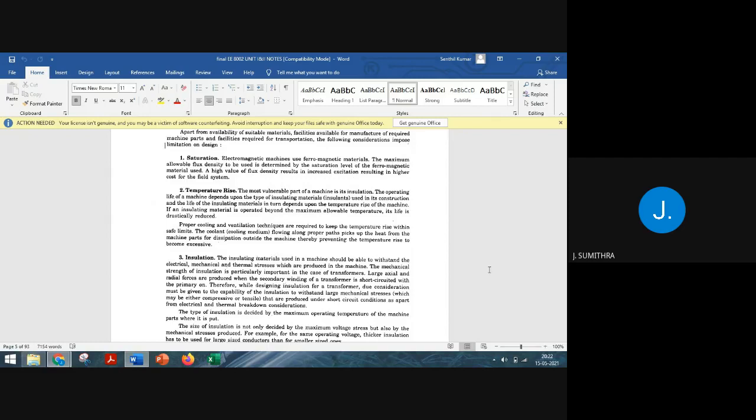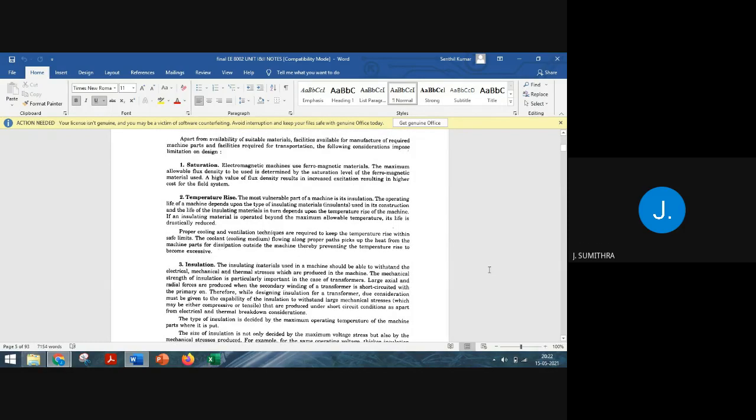For example, if you are going to design a magnetic circuit, as its objective is to create a flux, we need to consider the saturation level of that core, right? So saturation is an important constraint or limitation while designing magnetic circuits. If you are designing a magnetic circuit with a high value of flux density, it requires more excitation current to create a flux, that is, to create a magnetic field. So obviously it results in high cost of that field system.